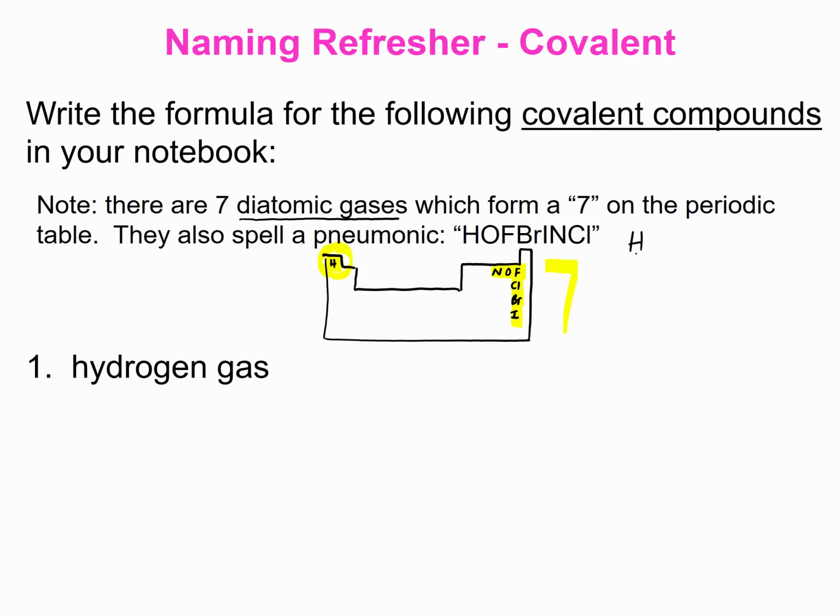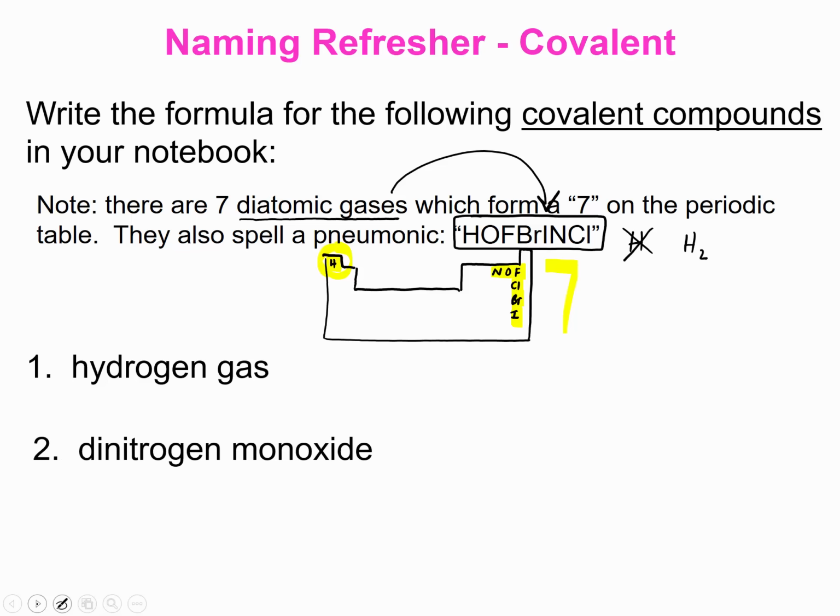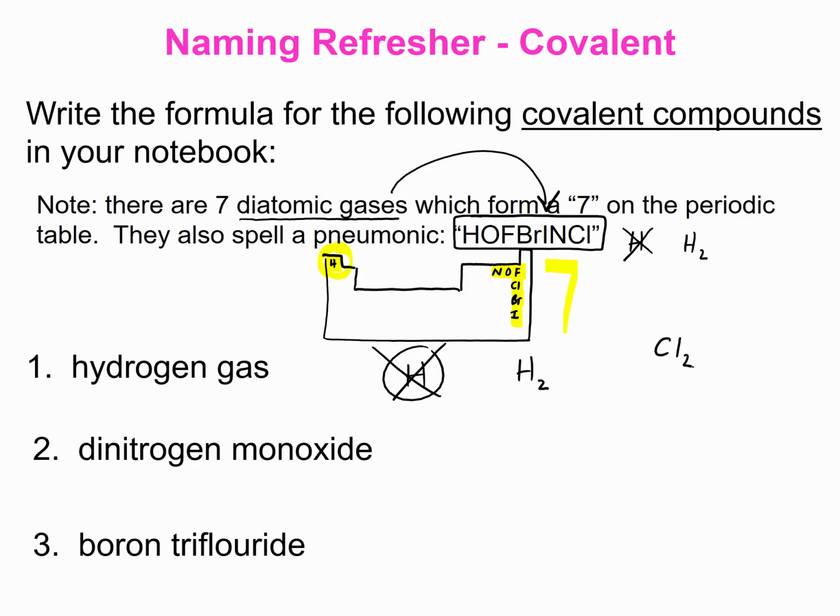That means they do not exist like this. They exist like this in diatomic form. It also makes a mnemonic called Hofbrinkel. Okay, and those are the 7 diatomic gases. So if you wanted to write out hydrogen gas, you would not just write H. It's H2. So if you're reading one of those word equations and they say chlorine gas is evolved, then you would write Cl2 for the gas.